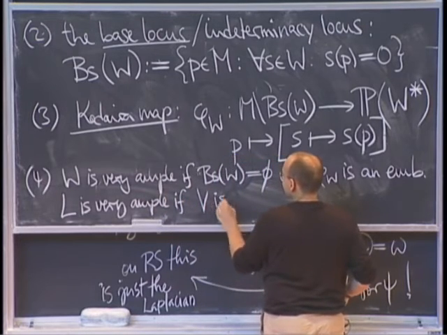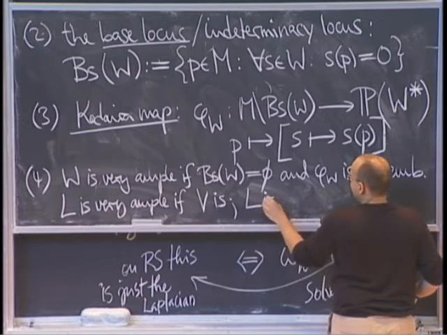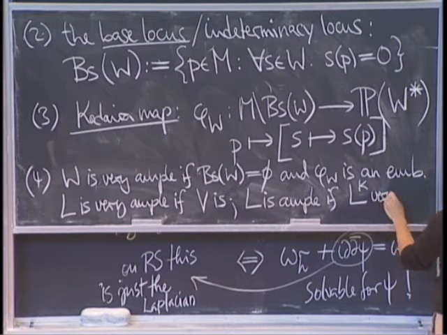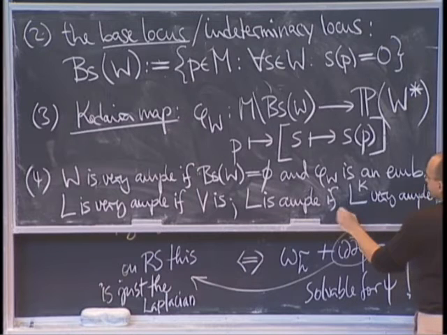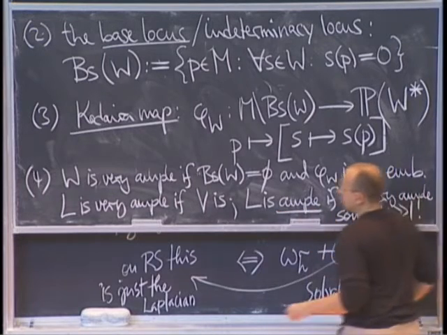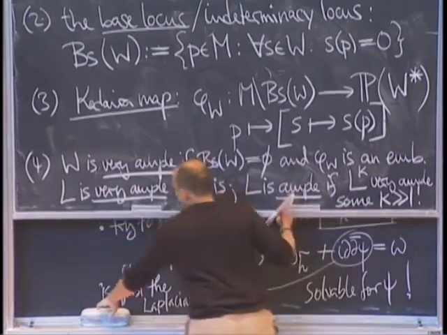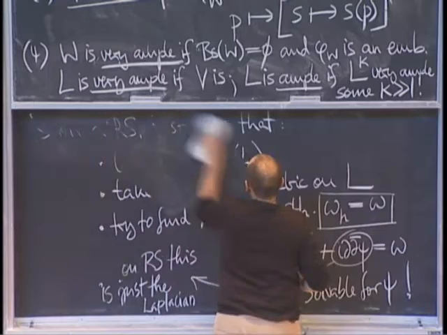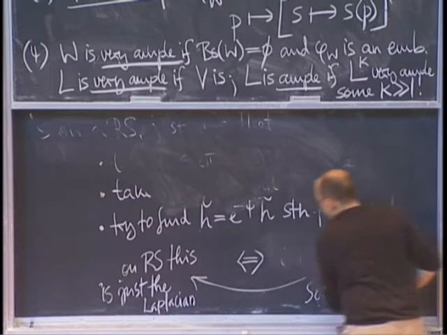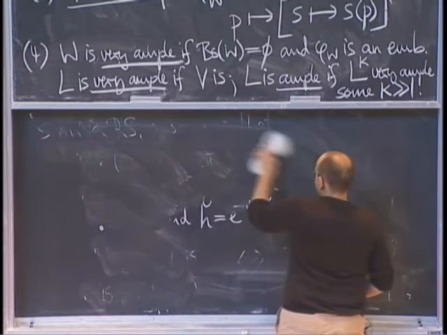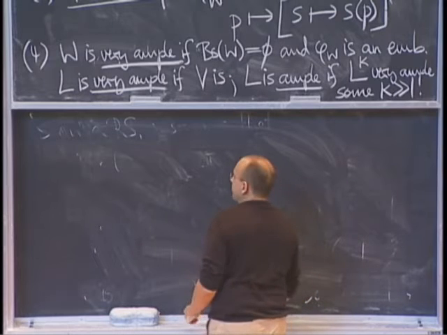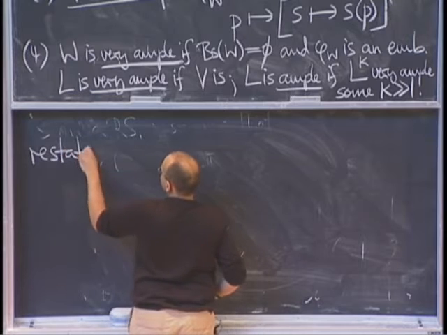if the complete linear system is, and L is ample if L to the K is very ample for some sufficiently large power K. And the more precise restatement of the Kodaira embedding theorem is that ample and positive line bundles are the same thing. Kodaira.